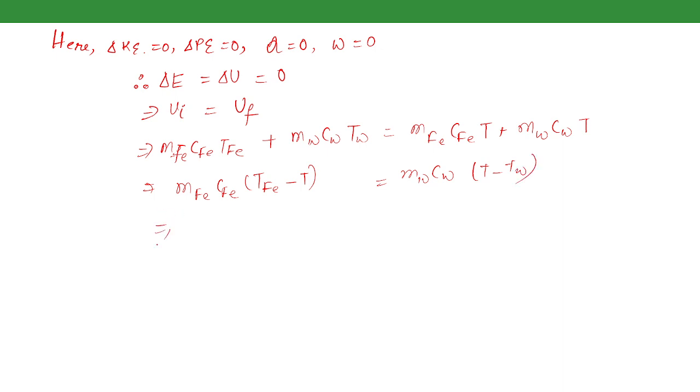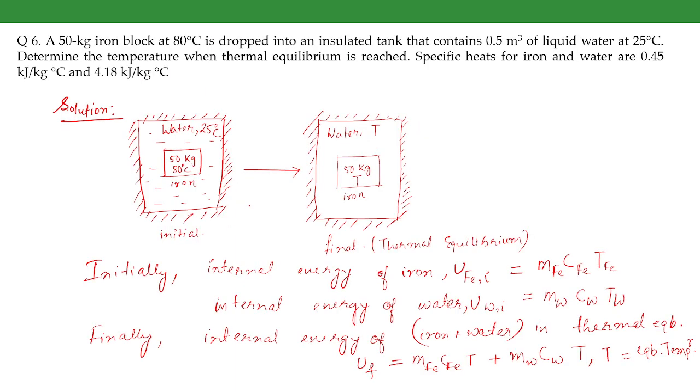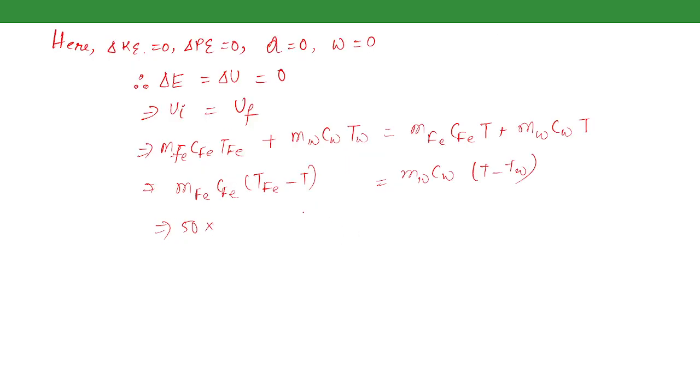Okay, so the mass of iron is given as 50 kg. The specific heat of iron is given as 0.45 kilojoule per kg. The temperature of iron initially is 80 minus T. We are not converting it to Kelvin, essentially because we are taking it as a temperature difference, and T will also be something in degrees Celsius. So we are just concerned with the temperature difference. Even if we convert it to Kelvin, it will give the same value.